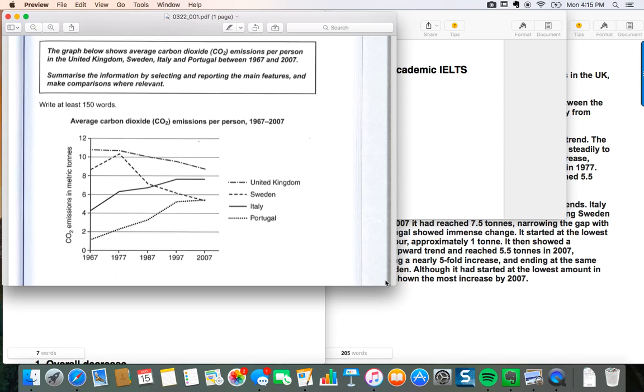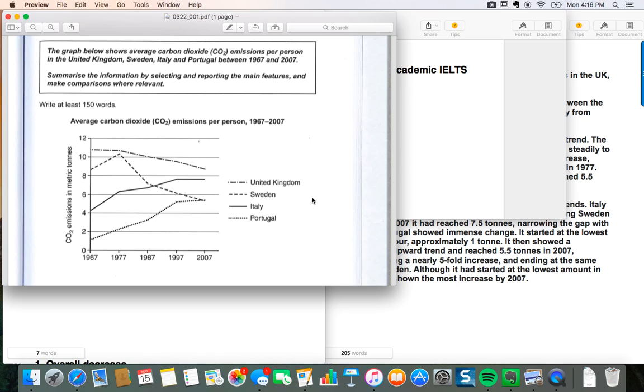This is the task. So you can look at the small box at the top. It says the graph shows the average carbon dioxide emissions per person in the UK, Sweden, Italy, and Portugal between 1967 and 2007. Summarize the information by selecting and reporting main features and make comparisons. So take a few minutes right now. In fact, I tell my students, take 5 minutes and carefully analyze what you see. It's always good, especially when you're practicing. Take the 5 minutes. Even if you sit there for 3 minutes doing nothing and only analyze it for 1 or 2 minutes, still a good practice. Okay, so press pause on the video and take a look.